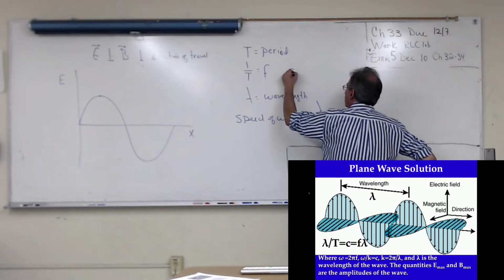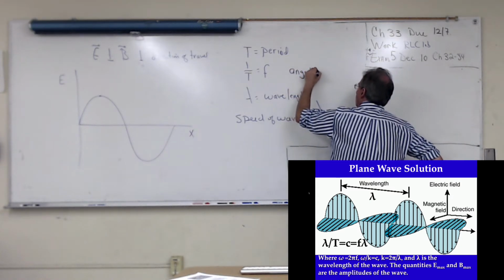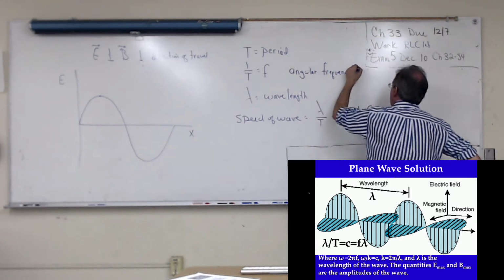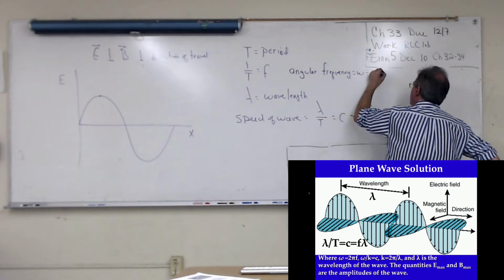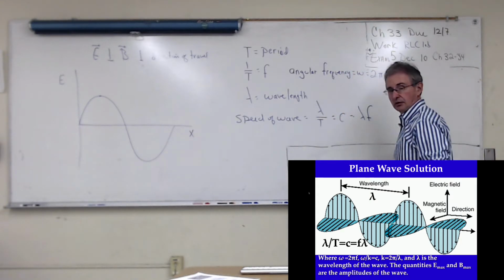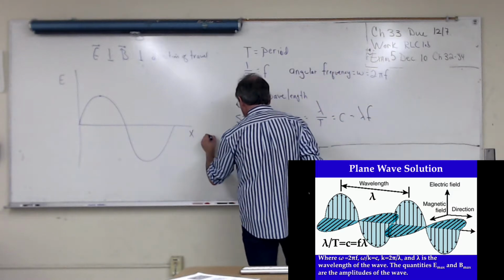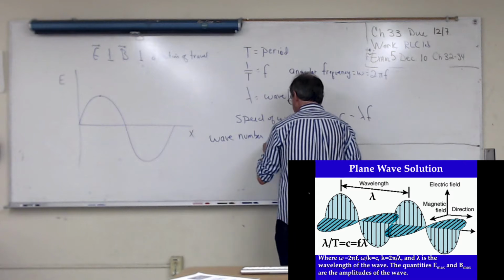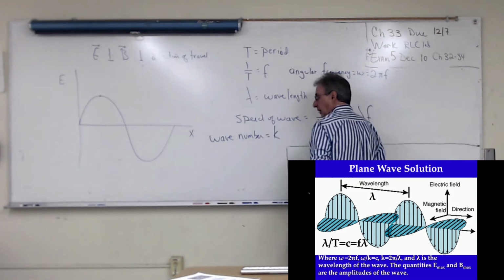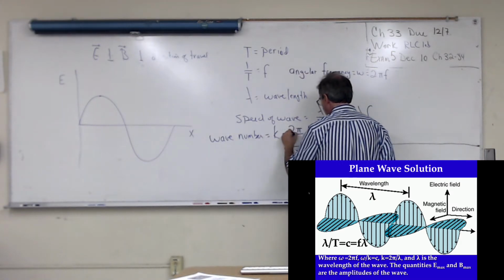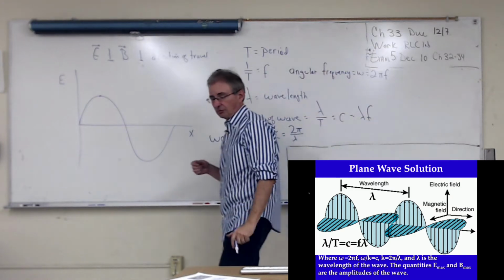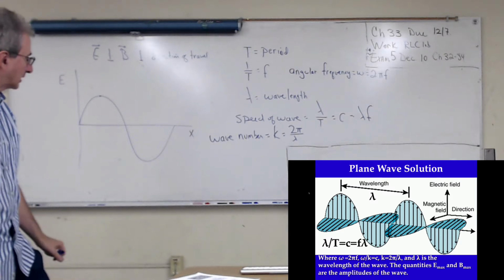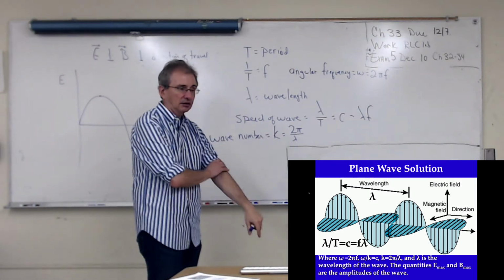We also define the angular frequency as omega, which is 2 pi times f. Additionally, we define something called a wave number, with the letter k, which is 2 pi over lambda. And this is related to the momentum of the wave. Okay? So a lot of times you'll see this term, the wave number k. It comes up often.